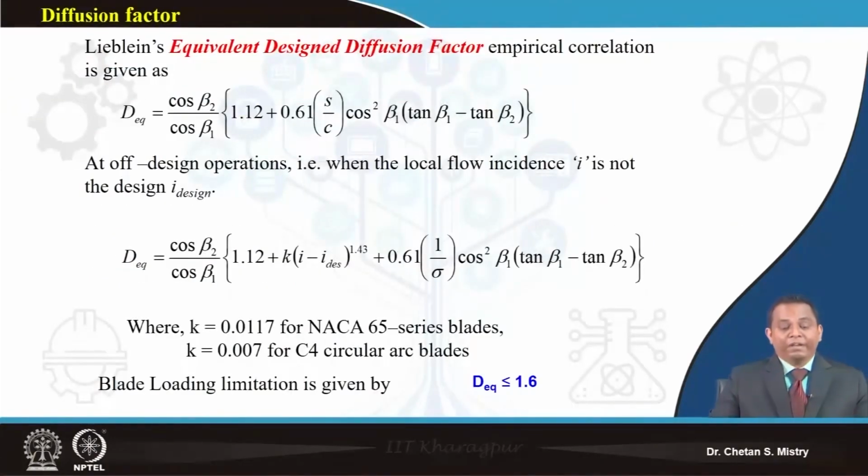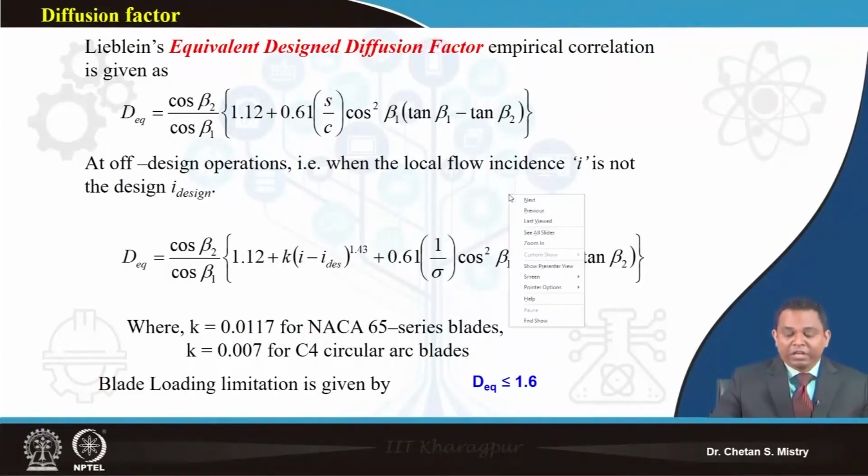So Lieblein has given the equivalent design diffusion factor. According to him, he proposed an empirical correlation. This empirical correlation shows that it is a function of beta 1 and beta 2, as well as a function of my S by C ratio. And according to him, if we consider an off design condition, it is a local change of incidence angle.